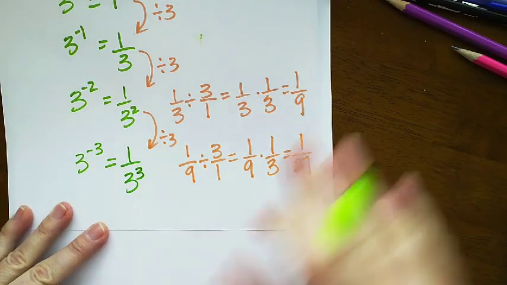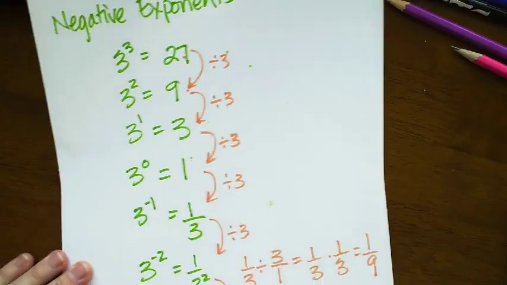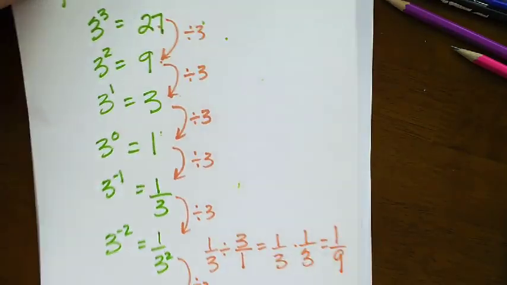which is 1/3 cubed. So let me zoom out. Oh, maybe I can't zoom out. That's as much as I can zoom out.